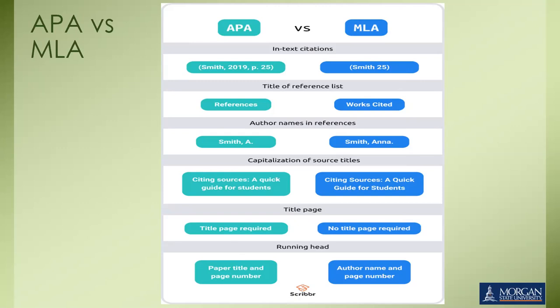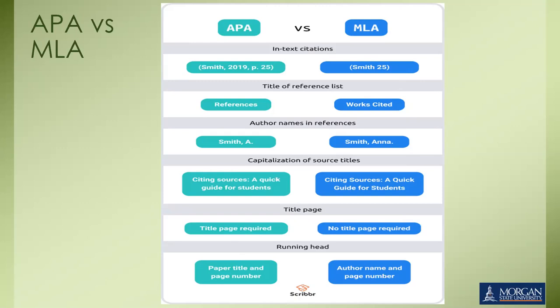For author name in the references, you would say the author's last name, Smith, comma, first initial of the first name, and that's what you would do for APA. For MLA, you will actually write out the author's full last name, comma, and the author's full first name. For the capitalization of source titles, citing sources, a quick guide for students. So if you go online to OWL Purdue, and I have it referenced at the end of this presentation, you will be able to see how to capitalize.